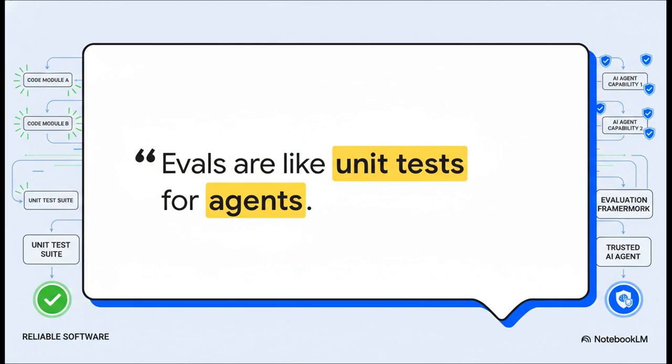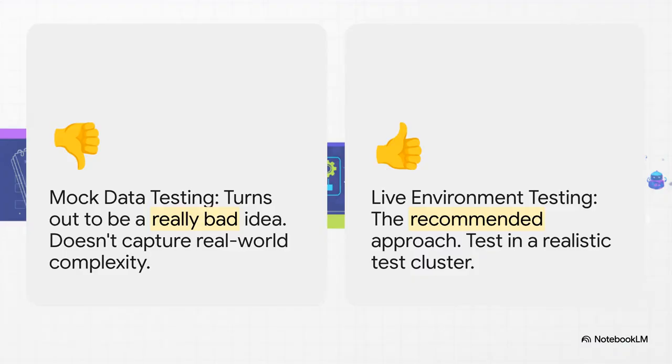I love this analogy. It's just perfect. It connects this new AI concept right back to a core principle of software engineering. Just like unit tests check little pieces of your code, evals check small, specific capabilities of your agent. It brings some much-needed reliability to the table. It's also super critical how you test. Experts will tell you again and again, don't use mock data. It's just too clean. It can't replicate the messy, unpredictable nature of the real world. The best way to do it is to create a realistic test environment and just let your agent go at it, live, just like it would in production.